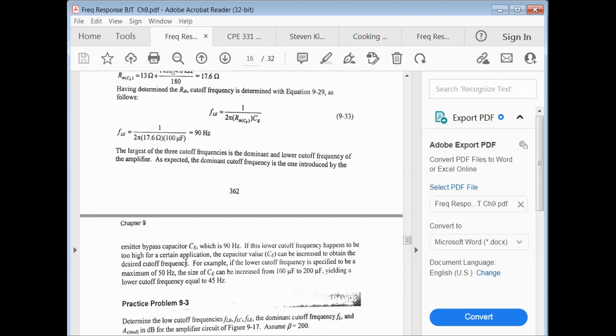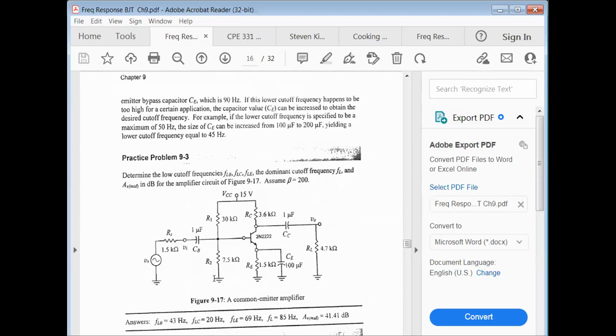If I make C sub E bigger, I'll actually push that pole lower in frequency. For example, if the lower cutoff frequency is specified to be a maximum of 50 hertz, then the size of CE has to be increased from 100 microfarads to 200 microfarads, yielding a lower cutoff frequency equal to 45 hertz. So we can adjust the location of that pole by adjusting the value of the capacitor, not by changing the value of the resistor.